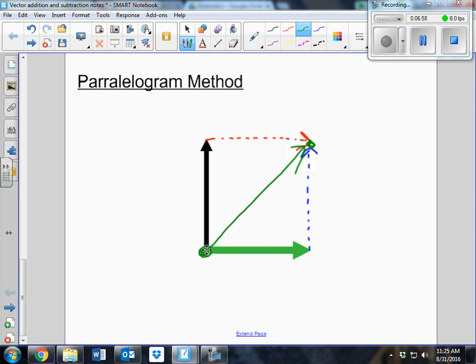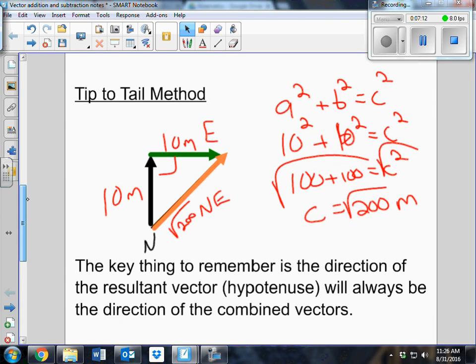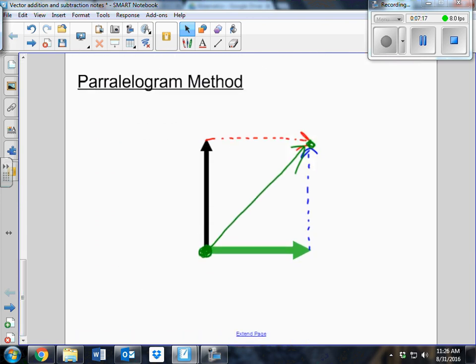I've seen students combine these two methods, and you can't combine them. You have to remember, if you're using the parallelogram, both their butts touch, and you draw shadow vectors. If it's tip to tail, you have to remember that you have to move one vector to the tip of the other vector and then draw your resultant.